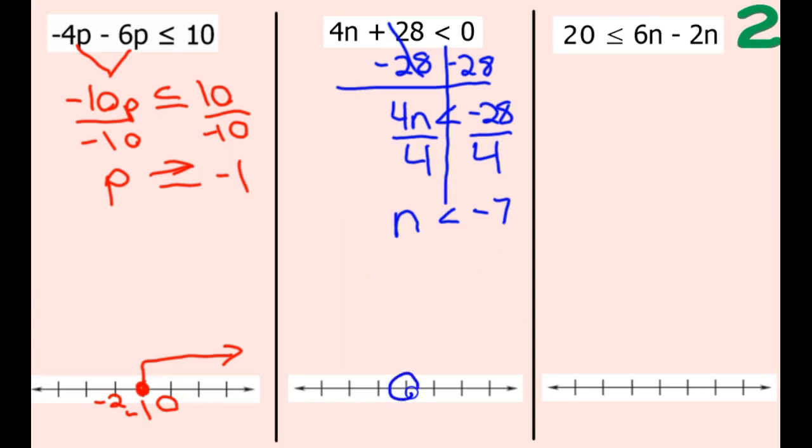This is going to be an open circle at negative 7. 1 greater is negative 6, 1 less is negative 8. This time our arrow is pointing to the left, so we draw an arrow to the left.